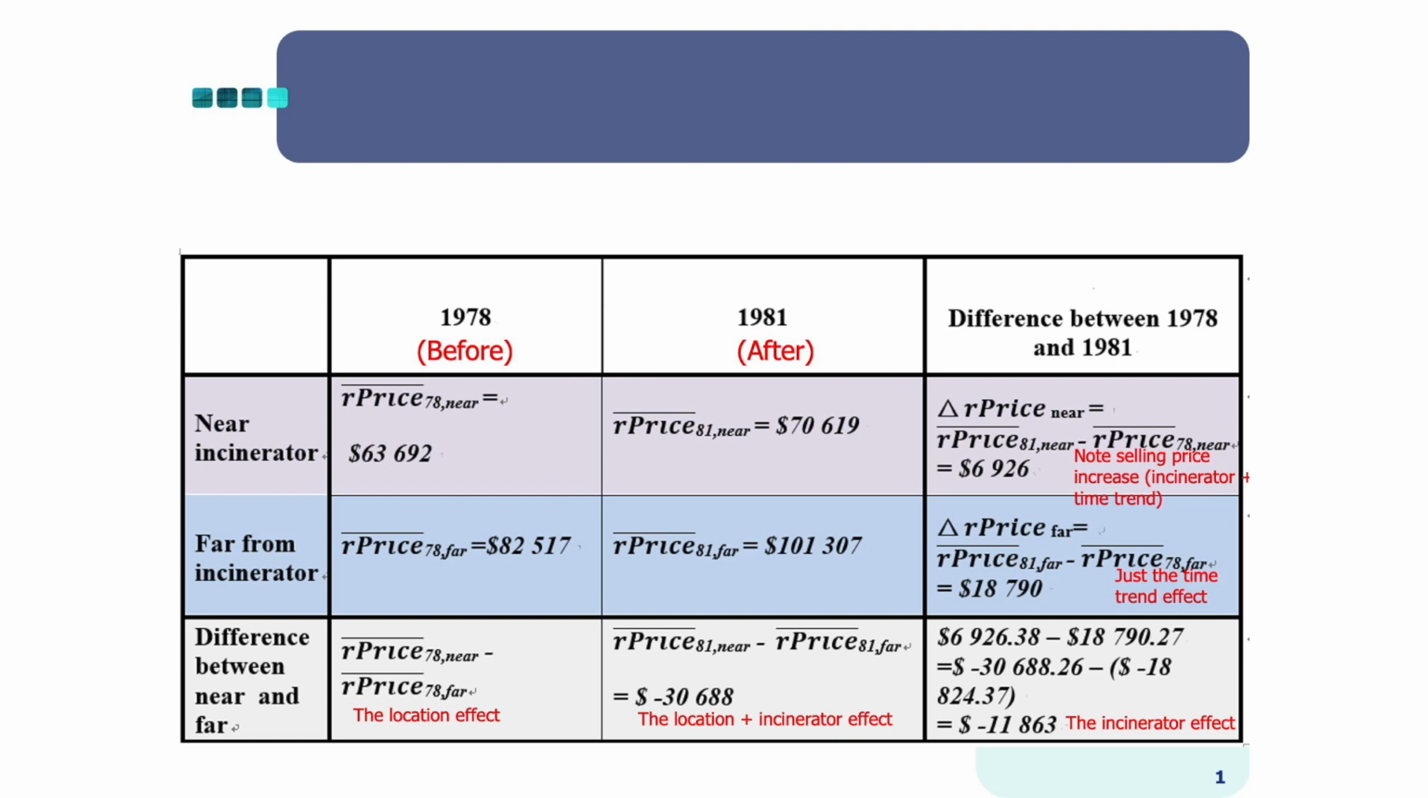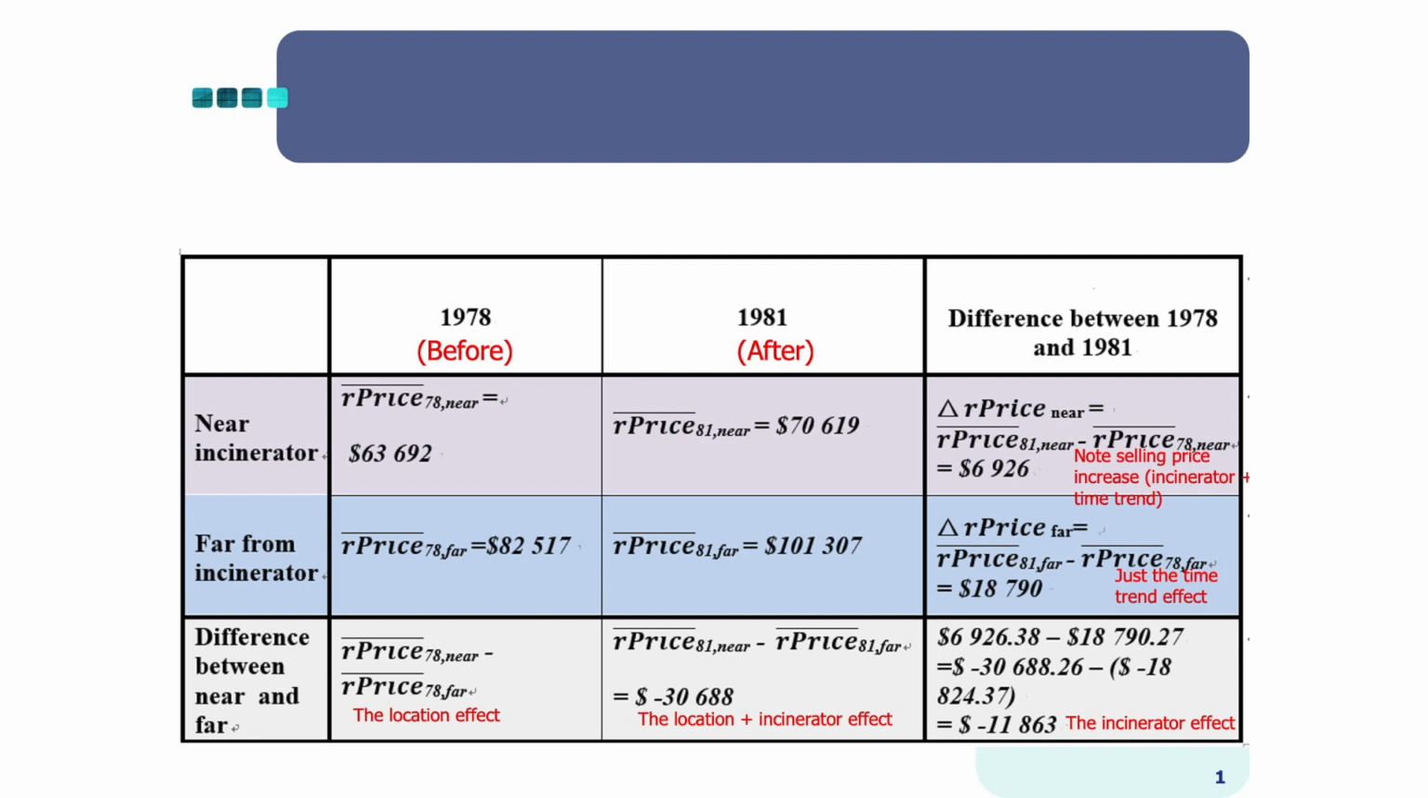Let's now look at the retail price for houses near the incinerator again, but this time we look at them across the two time periods. For these houses, the average retail price has increased from 63692 to 70916 over the years. Note that this increase was caused by two effects, namely the time trend effect plus the incinerator effect. The time trend effect means that over the years, houses in rural areas are likely to increase in price despite being in a bad location. The incinerator effect is the change in price due to the incinerator. You cannot distinguish one effect from the other using these two numbers alone.